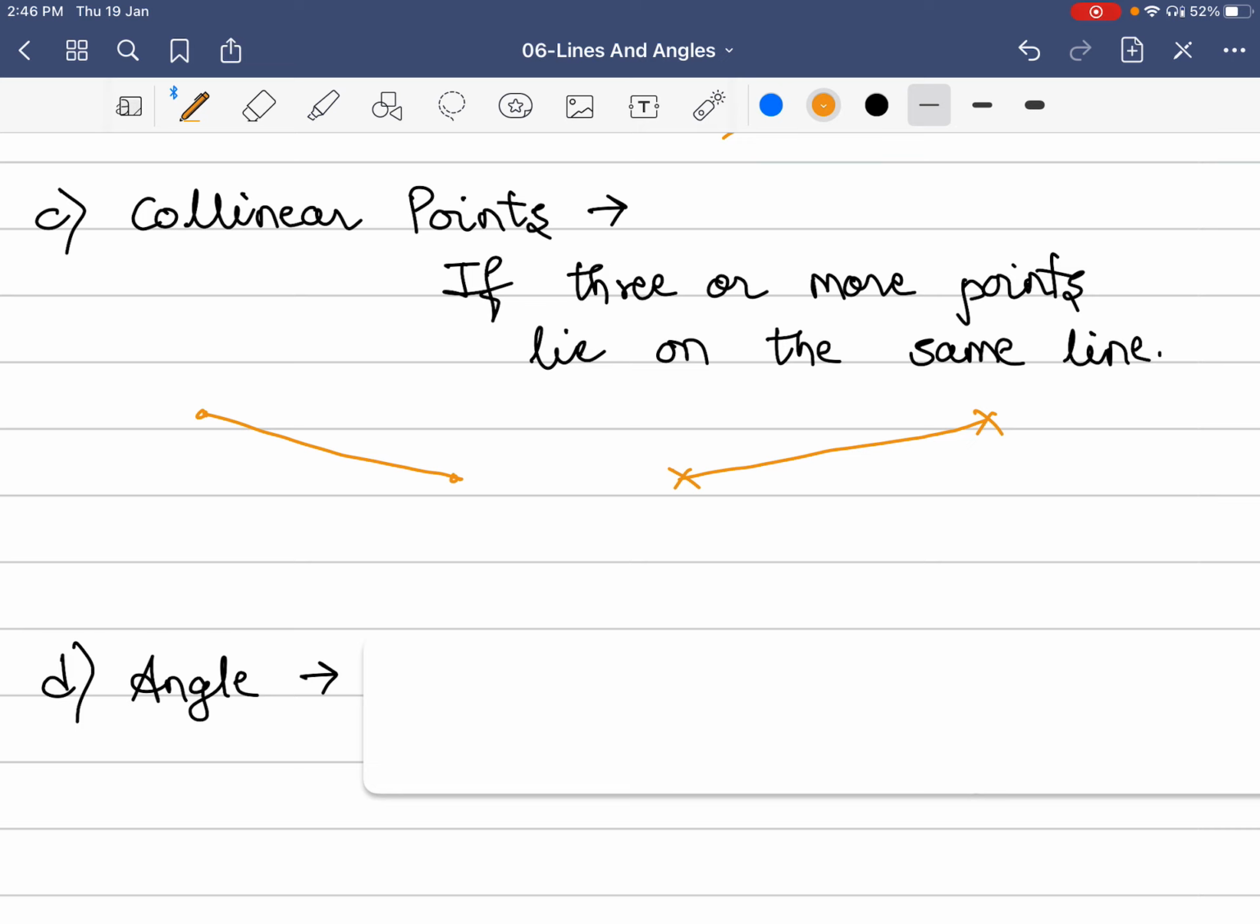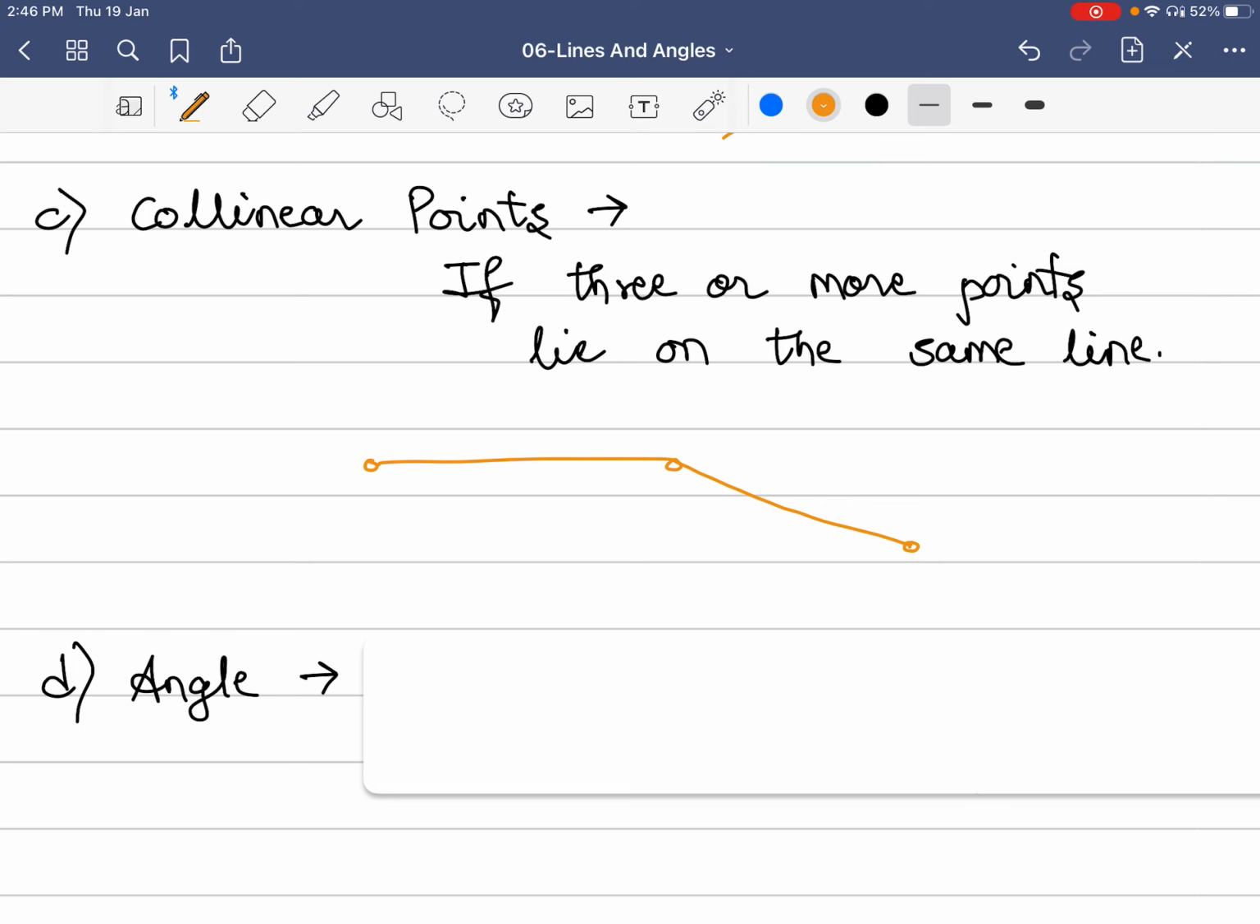Now, if we give three or more points which lie on the same line, then those 3 points become collinear. For example, let's erase this. Now let's take point number 1, point number 2, and point number 3. So can we have a line connecting all these three?